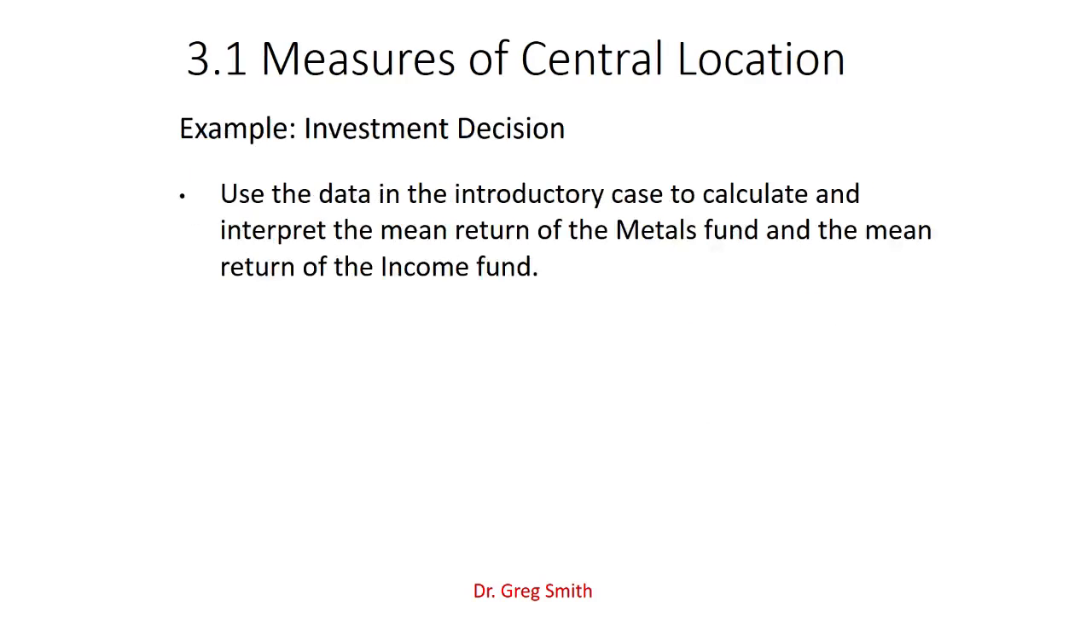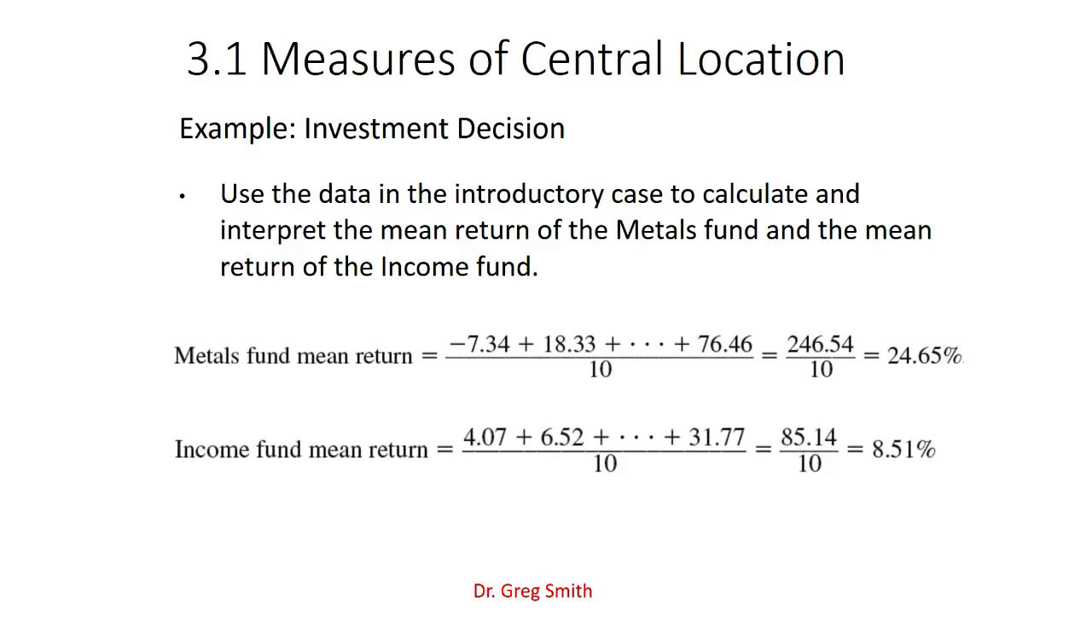So if we take a look at that metals and income fund data, if we look at both of them together, we're going to sum up all of metal, all of the income. So that's what we're doing across all their returns. Sum them up, divide by 10, and you get an average return of 24.65 for metals, and income 8.51.